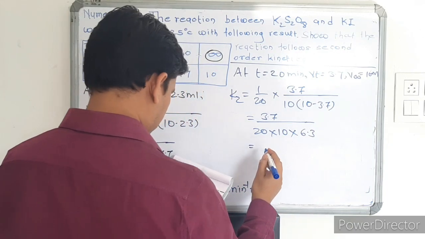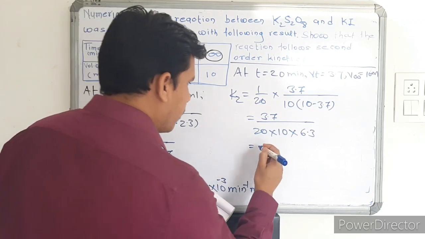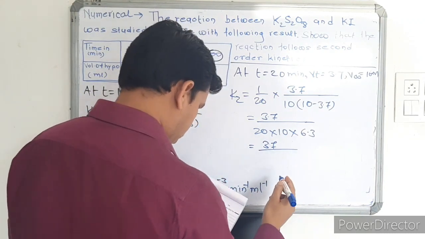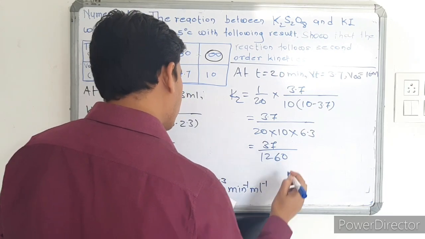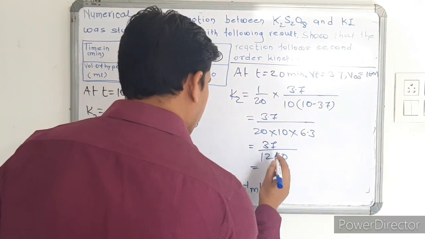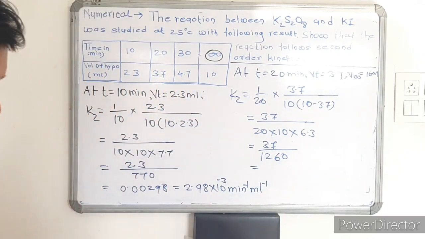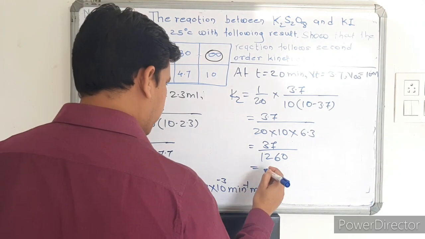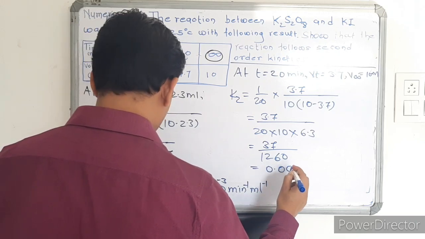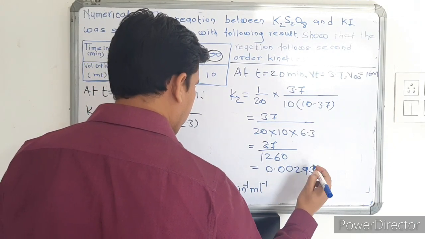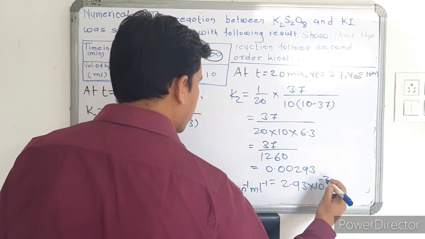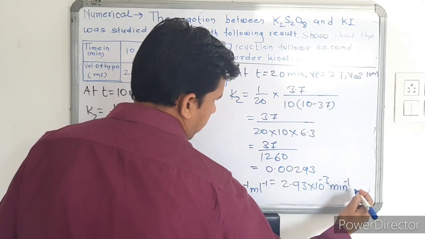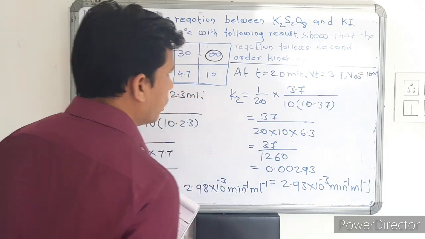is equal to 3.7 upon 1260. By doing this calculation, we get the value 0.00293. This one again we can write as 2.93 into 10 raised to power minus 3 minute inverse ml inverse.